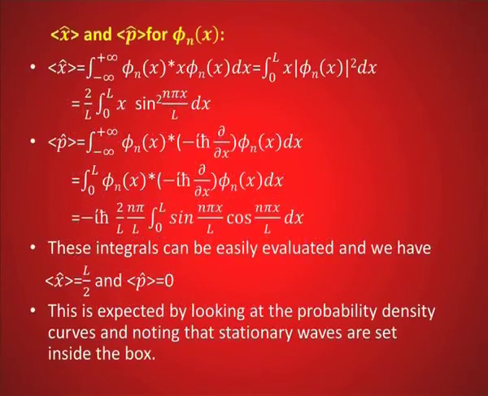This is the case for computing x averages and p averages for phi and x. It is easy to compute these integrals, and one can show that x average is L by 2 and p average is equal to 0, which is what you expect by looking at the curves.